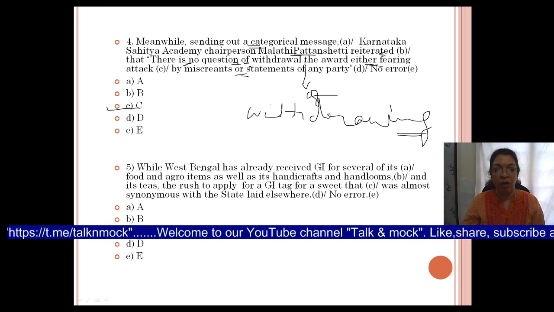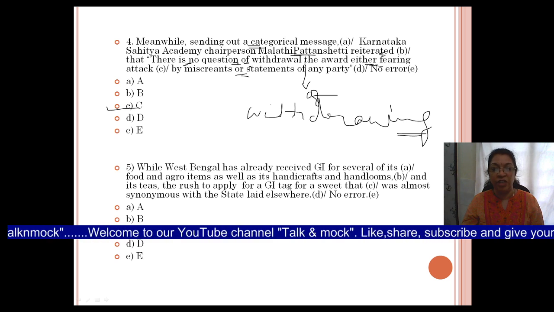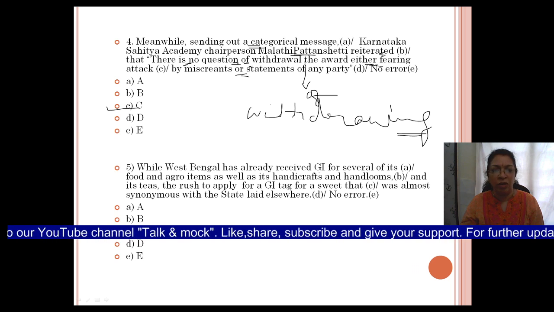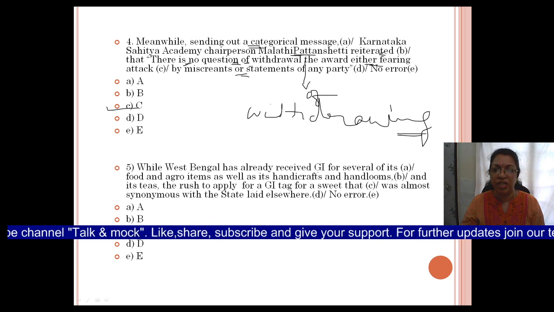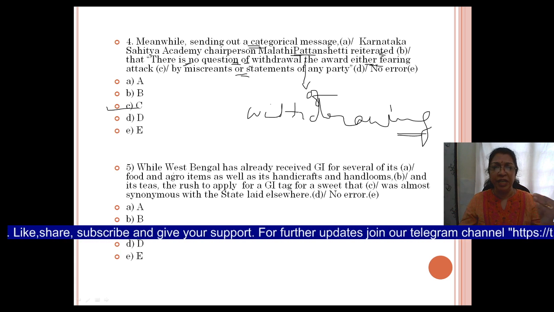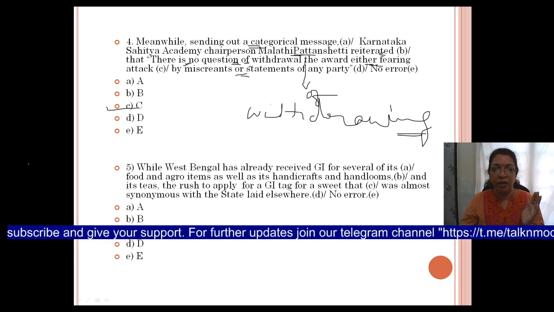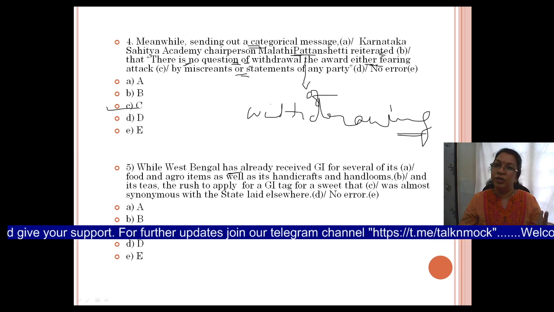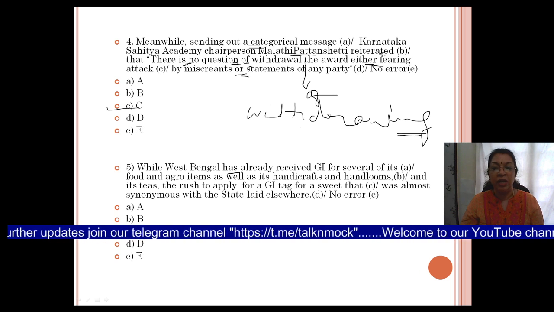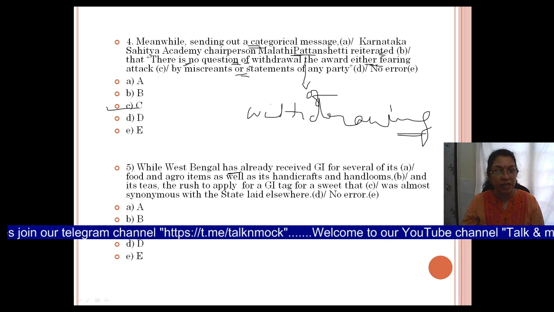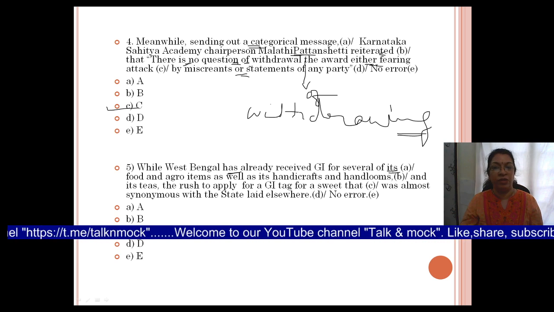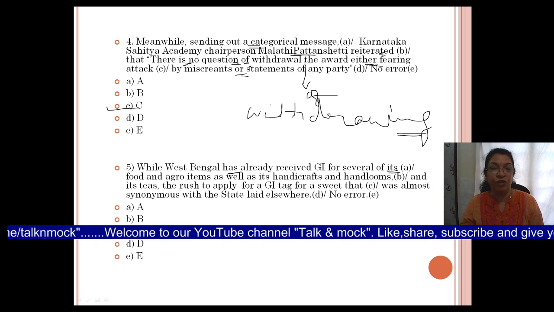While West Bengal has already received GI, GI is government, GO is government order. So while has already received GI for several of its, please keep checking the subject verb. West Bengal, it's one state, singular, has received. So the subject verb agreement is right. GI for several of its. The pronoun is also right. So till part A, there is no error.